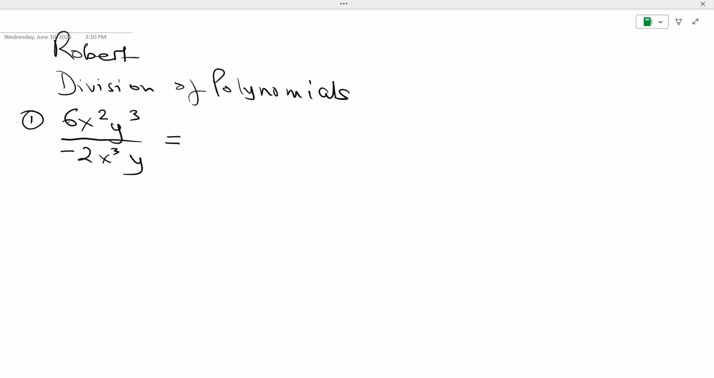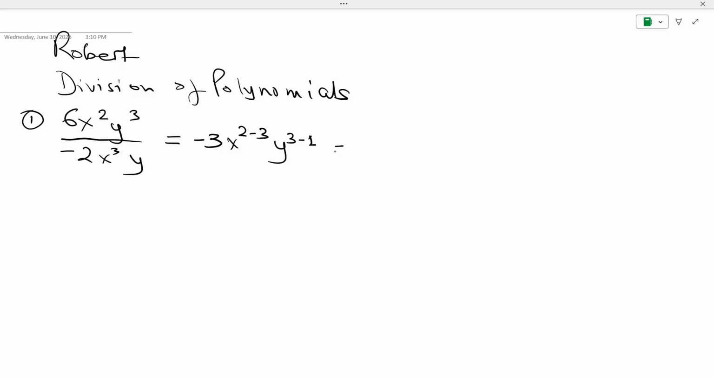So in this case, we have 6 divided by -2 will give us -3. Then at the top, we have x to the power 2, but we have x to the power 3 at the bottom. So that's represented as -1. And then we have the second variable y to the power 3, and we have another y at the bottom, which will be represented as y to the power 2.